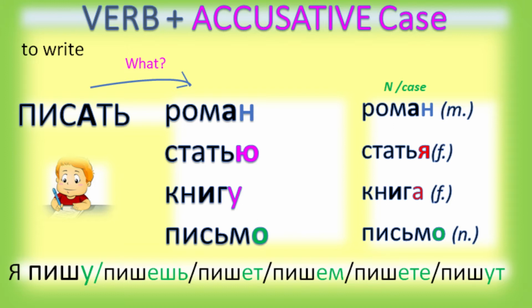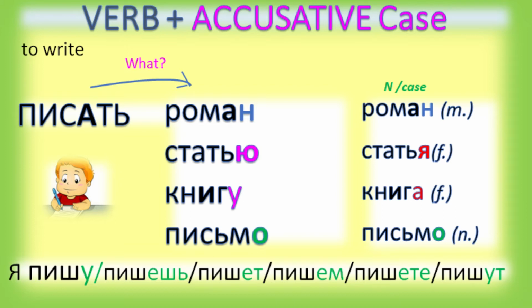What are you writing? Что ты пишешь? To say I am writing a novel, Я пишу роман. What is he writing? Что он пишет? He is writing an article. Он пишет статью.